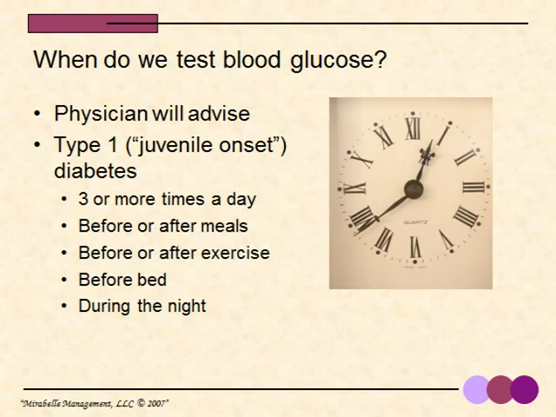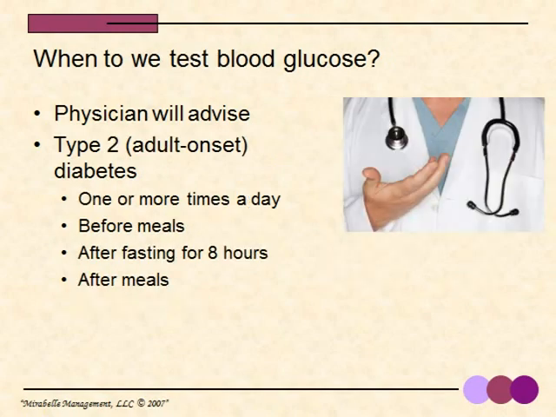Glucose levels will have to be checked more often with illness, change of daily routine, or when beginning a new medication. If a person takes insulin to manage type 2 diabetes, the doctor may recommend blood sugar testing 1 or more times a day, depending on the number of insulin doses taken. Testing is commonly done before meals, after fasting for at least 8 hours, and sometimes after meals if instructed by the physician.